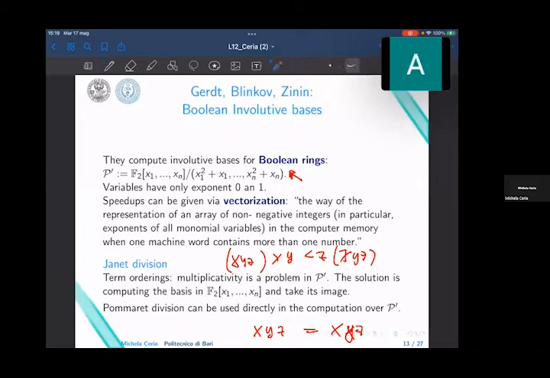It is possible to prove, and it has been proved in a paper specifically for Pommaret basis, that this problem doesn't occur. You can compute the Boolean involutive basis directly here using Pommaret basis. For Janet division, for example, instead, you have to compute your basis here and then make the image in the quotient.